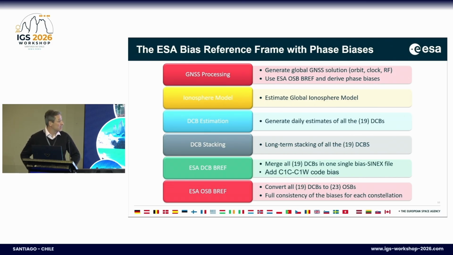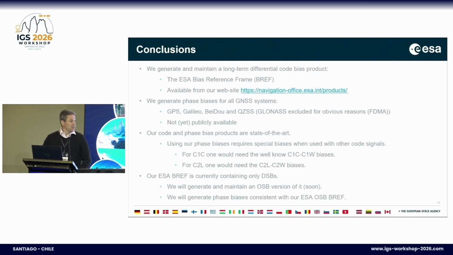Then we generate again, as done in the previous step and also today, the DCBs for all different signal combinations. We perform the long-term stacking of the DCBs. We will merge all DCBs in one single bias file and add the C1C, C2W again. And finally, we will convert all these DCBs to OSPs and provide a fully consistent set of biases for each constellation. This is the plan we have, so this should come soon.